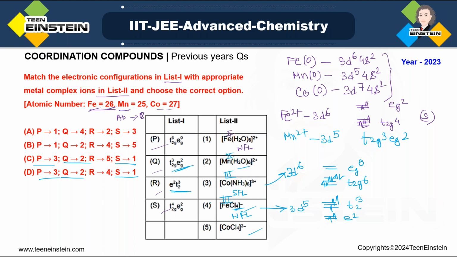So that is why the first one is matching with S, the second one is matching with Q, then the third one is matching with P, and R is matching with 4. That means this cobalt complex is basically extra. Option D is matching with all of these. Fine. So this will be the correct option.